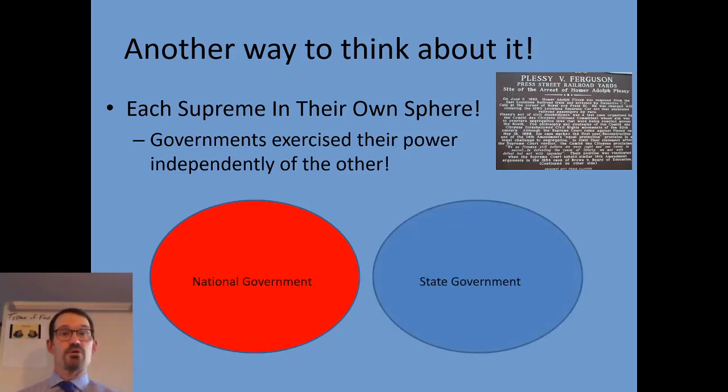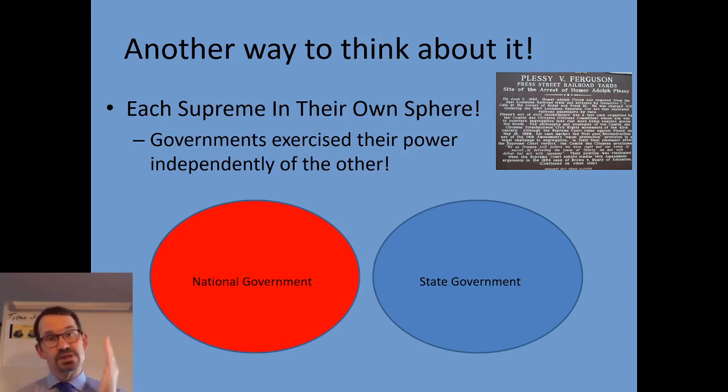Dual federalism, that's a vocab term. Make sure you guys get it. Dual federalism is each government is supreme in their own sphere of influence. So each government exercises their power independently of the other. So if you look down there at the national government and the state government, there's a line in the middle. And that line in the middle shows there's a difference between the two.